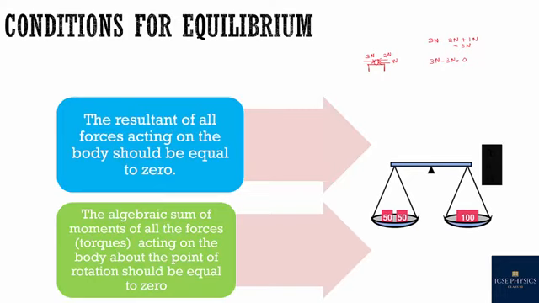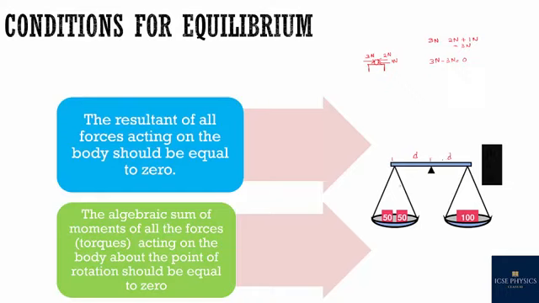Then the second condition, the algebraic sum of moments. Whenever moments are involved, it means there is a turning effect. Moment is torque or turning effect. So the algebraic sum of moments of all forces or torques acting on a body about a point of rotation should be equal to 0. As you can see here, the weight is 100 and the distance here is d. This much distance is d. Here the distance is again d.